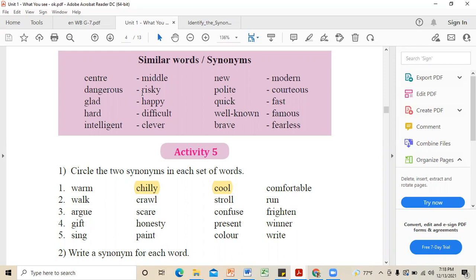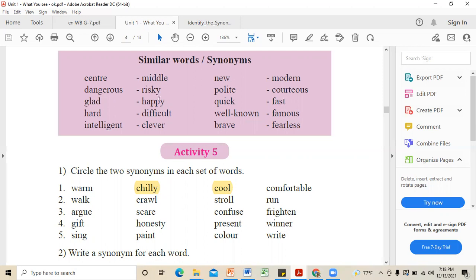Okay, I will just quickly explain it. When it comes to center or middle, if we say that I'm in the middle of the room, that means I'm at the center. So I'm not in a corner, but I'm in the middle. And dangerous and risky.